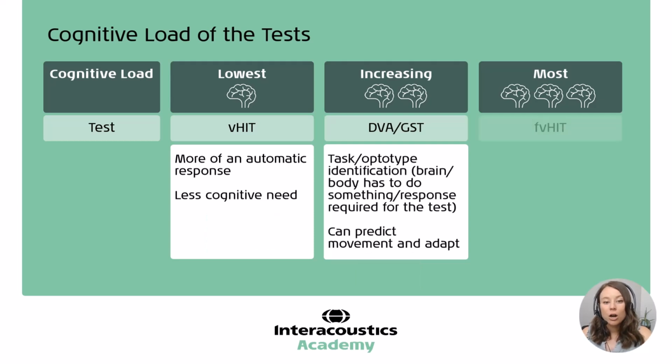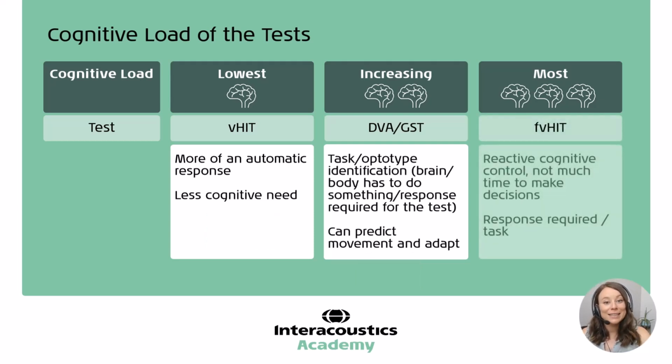One of our hardest and highest cognitive load tasks in this high frequency VOR range is the fvHIT. Because one, we are doing this impulse head movement that the patient does not have much warning for. And two, they actually have to respond and answer a task similar to the DVA and GST. So not only do they have an unpredictable head movement, they don't know which way they're going or how fast they're going, but they also have to answer something. They have to do a task.